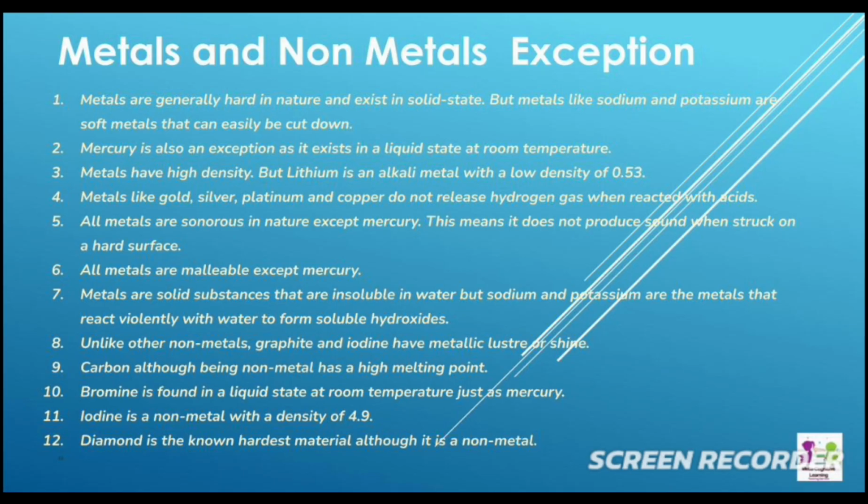And bromine is found in liquid state, and that is the only non-metal which is available in liquid state. Iodine is again a non-metal with a very high density because of its composition, etc., right? And diamond is one of the hardest substances that we know, although it is made up of non-metal carbon. Okay, so these are some of the metals and non-metals, the exceptional cases. Even though all the other things follow certain properties, these metals and non-metals do not obey these properties.